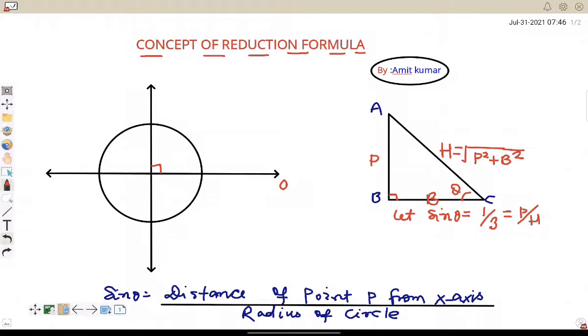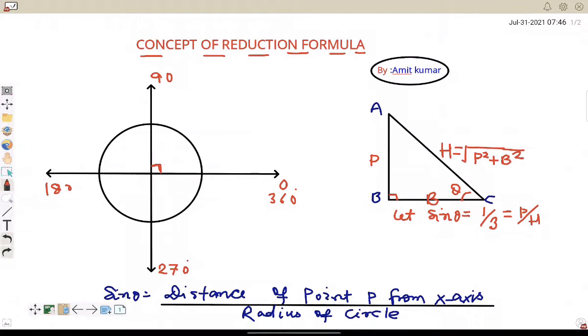In the first quadrant, we have angles from 0 to 90 degrees. In the second quadrant, we have angles from 90 to 180 degrees. In the third quadrant, we have angles from 180 to 270 degrees. And in the fourth quadrant, we have angles from 270 to 360 degrees. Again, if we rotate, after one complete revolution this angle is 360. Again we rotate, then we can write 360 plus 90. In this way we can write the next angle.